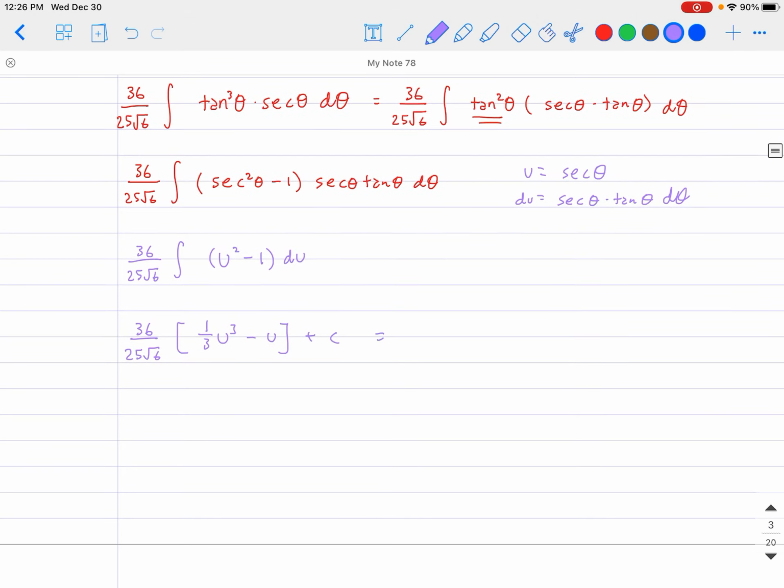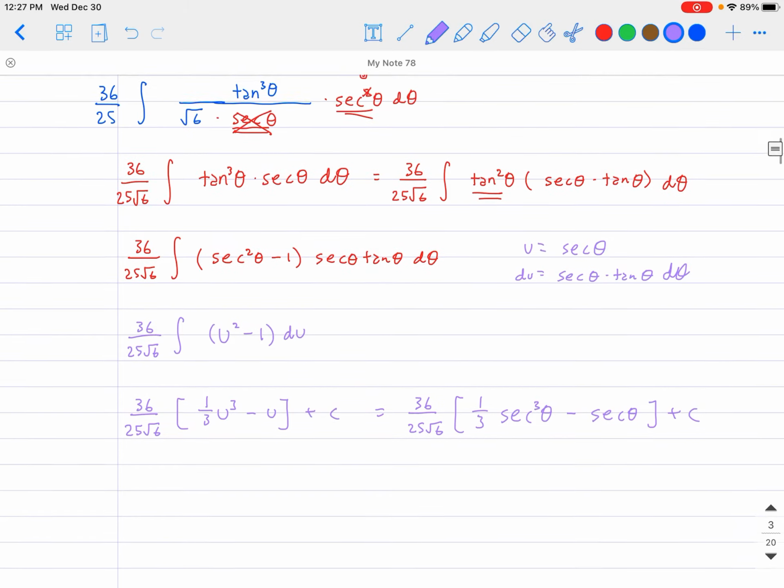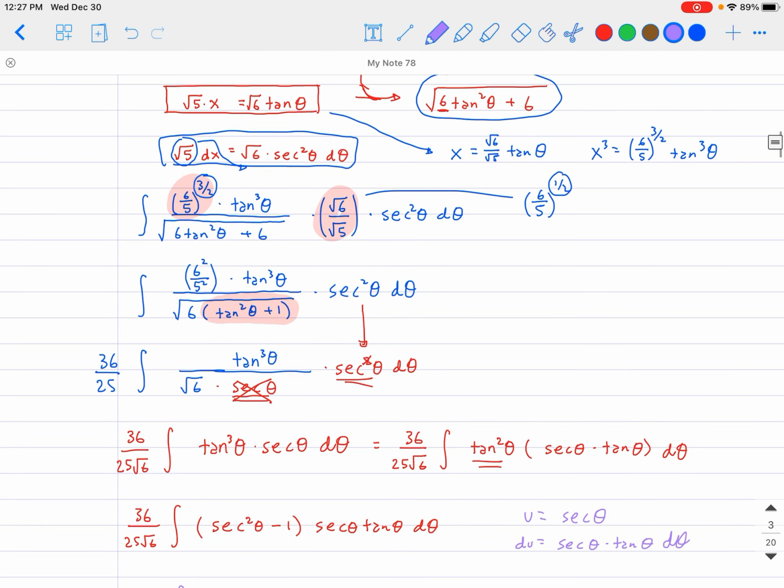Change back the u so that it's in terms of secant. So 36 divided by 25 root 6, and then we have 1/3 multiplied by secant cubed of theta, and then minus secant theta, and then plus c. And remember, we're not quite done because we need to change those thetas back into x's. So that's where this guy over here comes in then.